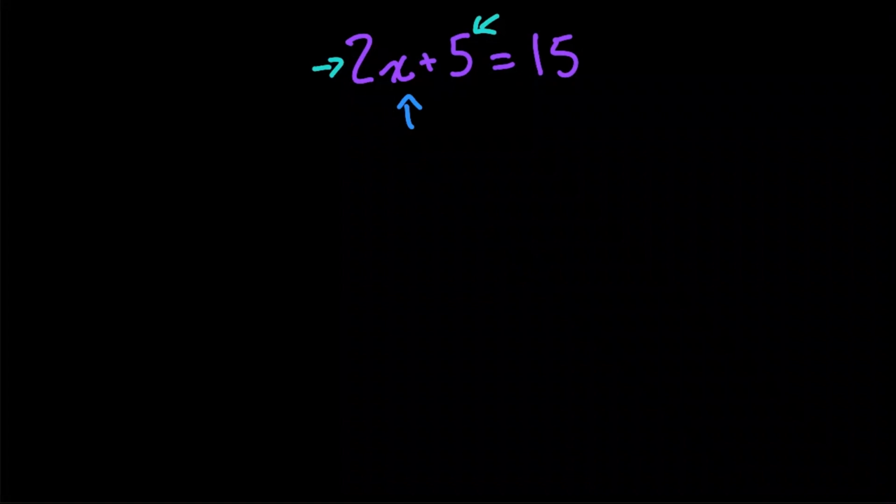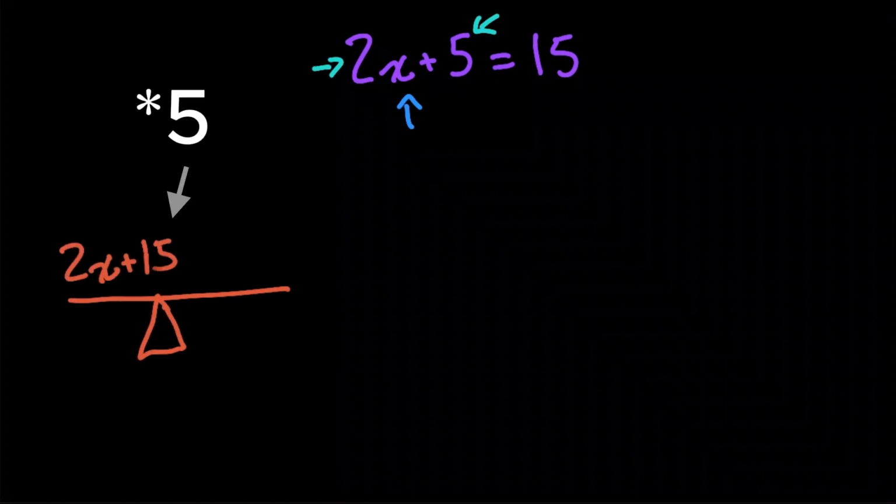So instead, we're going to think of this equation as a balance scale. On the left side, we have 2x + 5, and on the right, we have 15. So we want both of these values to be the same. An equation is like a balance. Whatever is on the left has to equal whatever is on the right. That's what this equal sign represents.